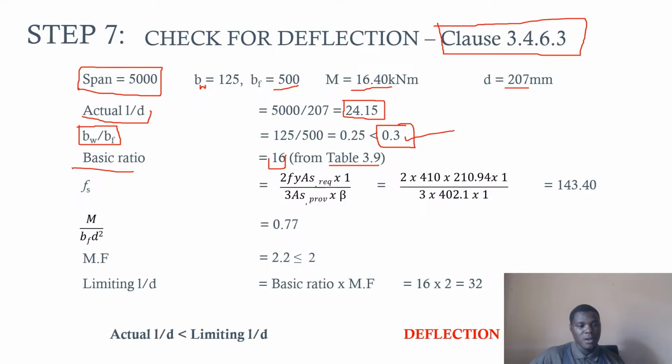But this basic ratio is only for unreinforced concrete. Because we provide reinforcement, we need to modify this factor due to the addition of the tension reinforcement that we calculate. To modify it, we need to calculate what we call the service stress, Fs. This is given by this formula: 2 times Fy, we know what Fy is, times the area of tension reinforcement required, divided by 3 times the area of tension reinforcement that we provide. Substituting, Fy is 410, the area we calculated is 210.94 for the tension reinforcement, then the area we provided is 402. Just substitute. Beta here is taken as 1 most of the time. So we got 143.4.